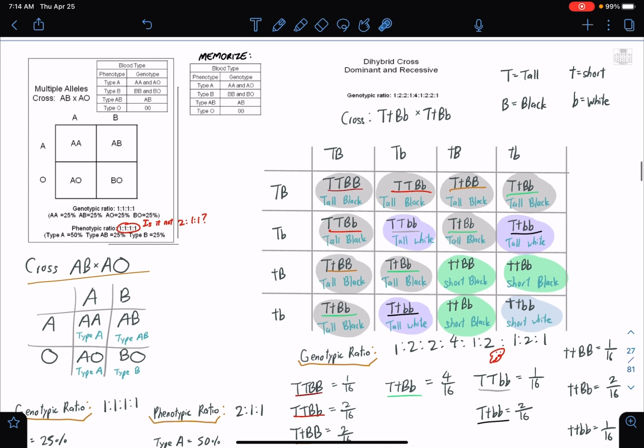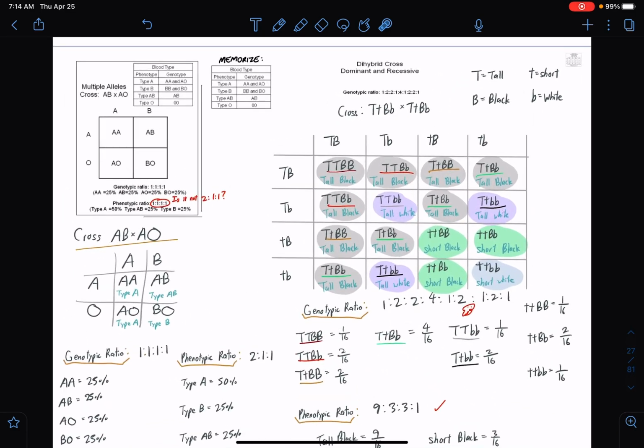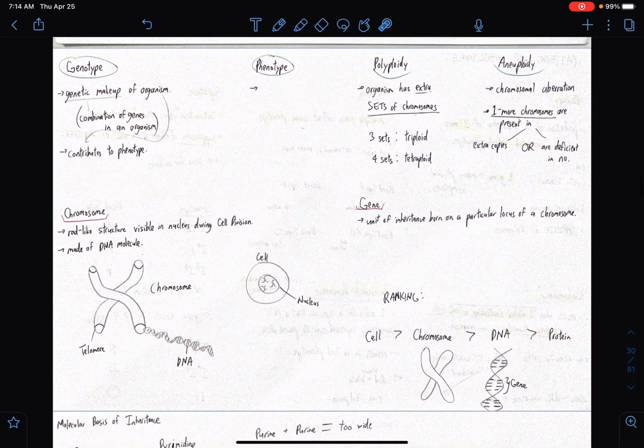Okay, let's move on to dihybrid cross, dominant and recessive. Let's check where we could possibly end our discussion.